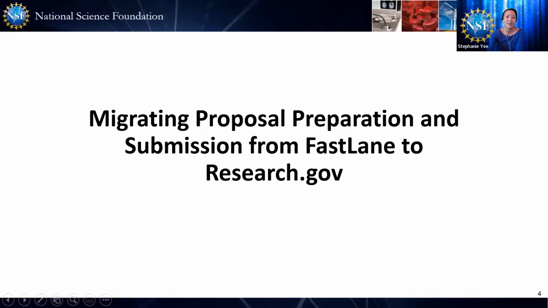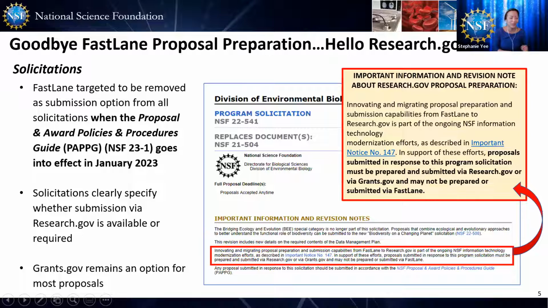All right. So goodbye, Fastlane, and hello, Research.gov. We have been aggressively trying to move usage over to Research.gov as much as possible. We have an important notice, 147, that was released a little over a year ago that told the community that we're moving proposal submission to Research.gov. We have a date. We are trying to implement this by the time of the PAPPG implementation of 23-1, which will occur during the month of January 2023. So a little under a year to go.